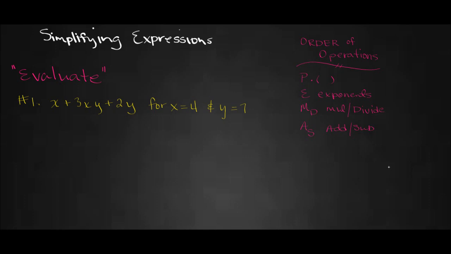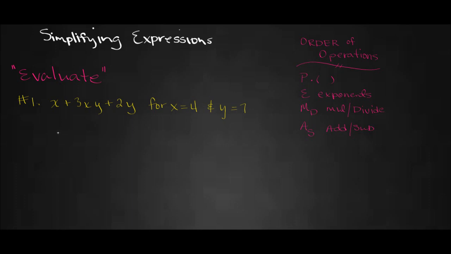Some of us remember this as PEMDAS, but these are the general rules when you're trying to make an expression become something basically prettier. Now, you're usually given two different kinds of directions when you're trying to simplify expressions. One says evaluate. Now, they're going to give you an expression like the one I have here, which is x plus 3xy plus 2y. Then they're going to give you values to plug in for x and for y.